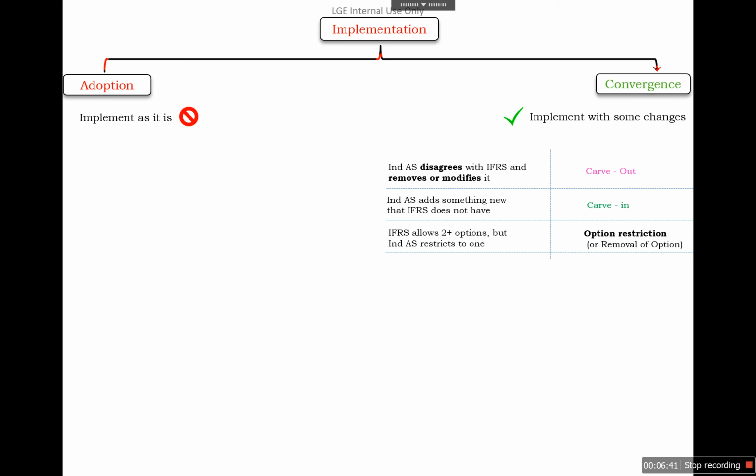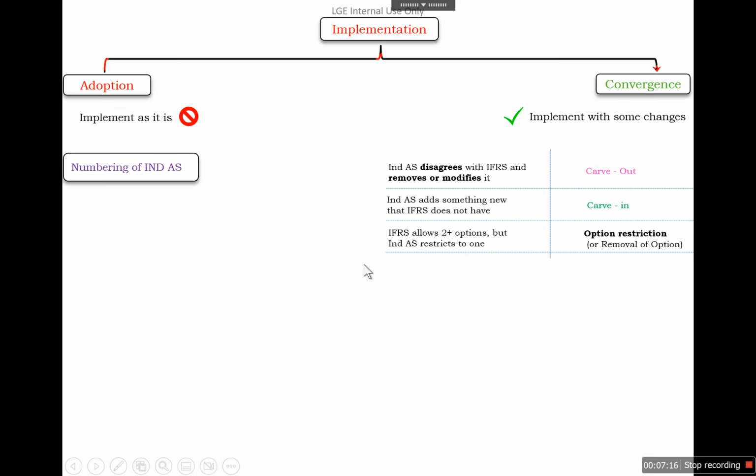And if IFRS allows two or more methods but India restricts it, it is called option restrictions or removal of options. So in the process of convergence we followed, the results are carve outs, where there is a disagreement with the IFRS and we are following our own standards, and where something is not mentioned in the IFRS, because of global and local needs, we have added information, which is called carve in. And if multiple options are allowed in the IFRS and we have opted for one, this is called option restrictions.